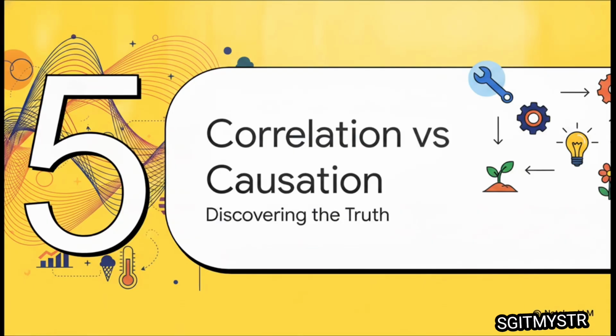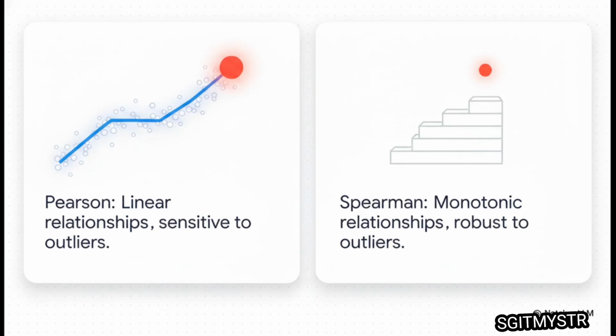Which brings us to our final section. Section 5, Correlation versus Causation, Discovering the Truth. First up, measuring correlation, how two variables move together. For standard continuous linear relationships, we use the Pearson coefficient. It goes from -1 to +1. But here's the catch. Pearson is super sensitive to outliers. So if your data is nonlinear, uses ranked data, or has those extreme outliers we talked about earlier, you need to swap over to the Spearman rank correlation.